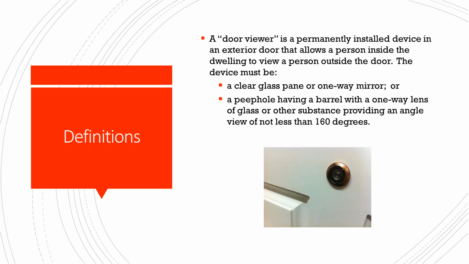Sometimes we get a question, well, there's windows right next to the door where someone could see who's standing outside in front of the door. So sometimes we get the question whether a door viewer is necessary in that instance. Well, if you're strictly reading the statute and the language they use, the definition says in an exterior door. So relying on a nearby window may not be complying with the statute.